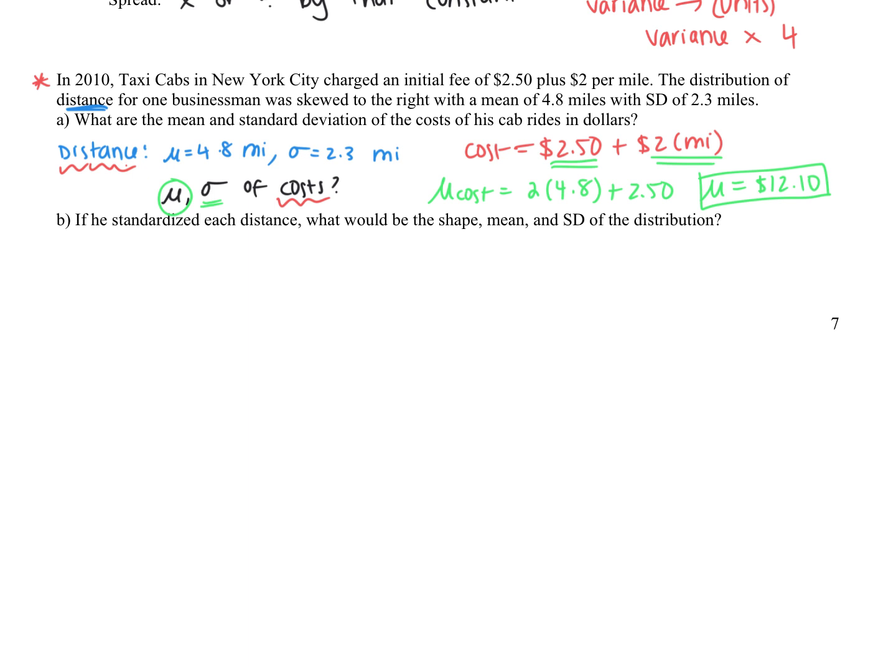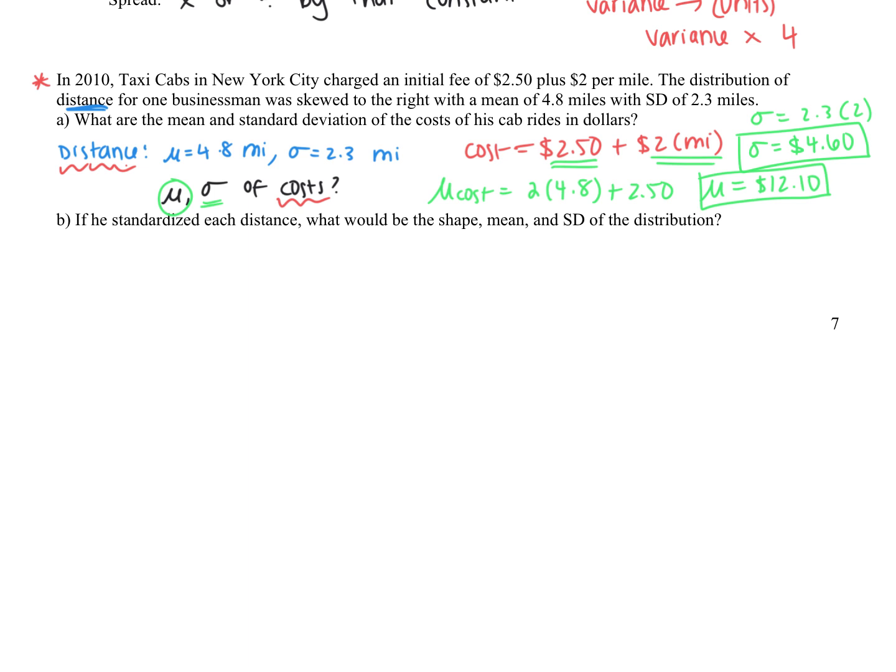So for our standard deviation, we're going to take that 2.3 and multiply it by 2. So our standard deviation is $4.60. Okay, so I wouldn't memorize what we did above, that 3 and that 5. Just think about, if I take a distribution and I add a constant, does it change the spread? No, all it does is shift it. If I multiply by a constant, does it change the spread? Yes.